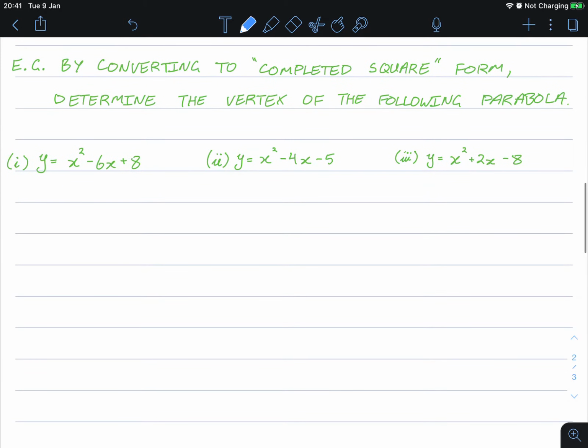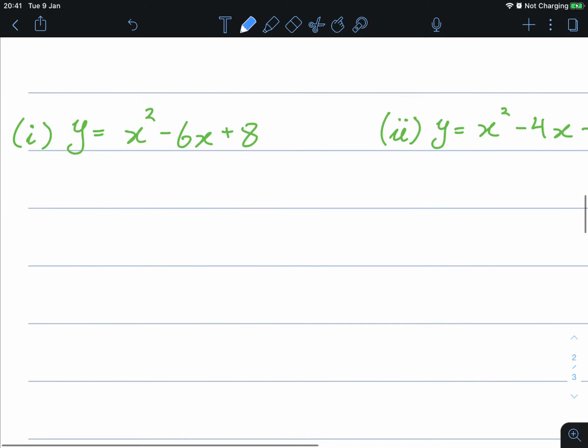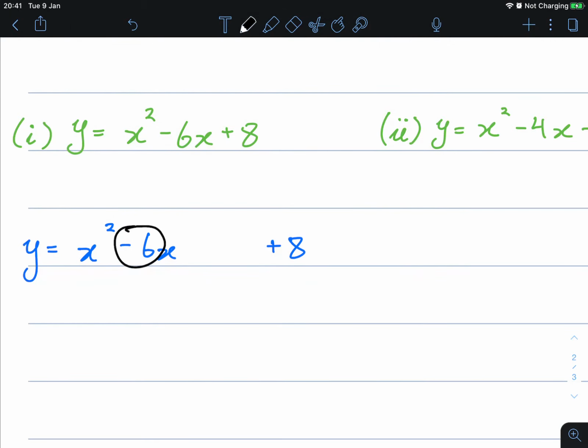So by converting to completed square form, determine the vertex of the following parabola. What we're going to be doing is completing the square on just this portion here. Let's take a look at what this will look like. y equals x squared minus 6x, plus 8. Now to complete the square, we take half of this, which is negative 3, and we square it. Negative 3 squared is plus 9.